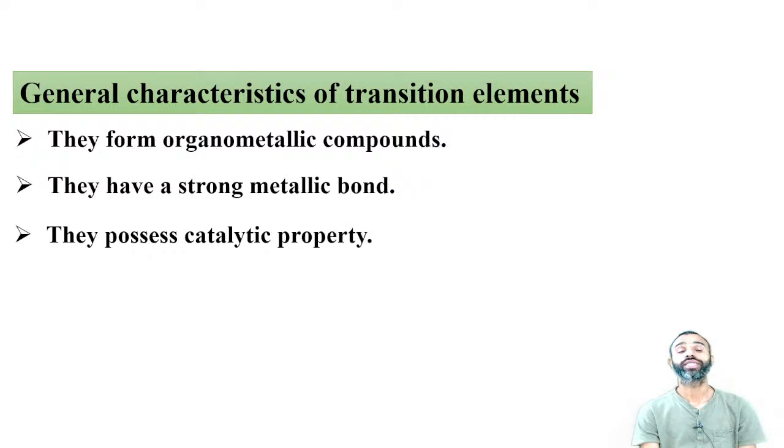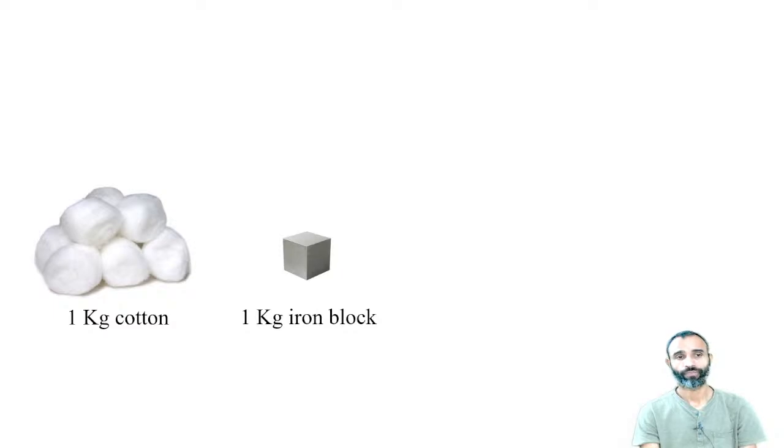They possess catalytic properties. Again, the same reason, because they provide a surface for the reaction to take place. They have vacant orbitals, so they can form complexes. They have variable oxidation states, so they can form various intermediates.